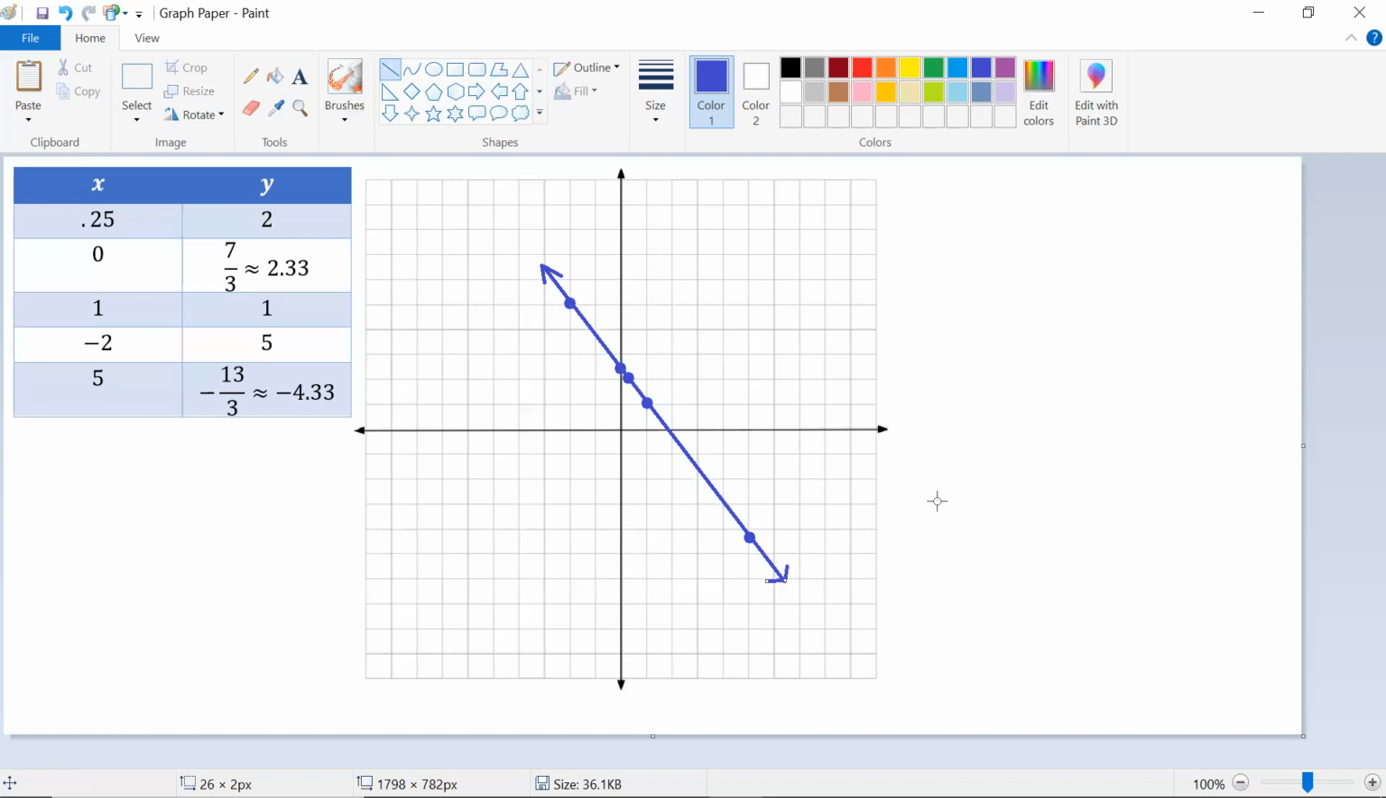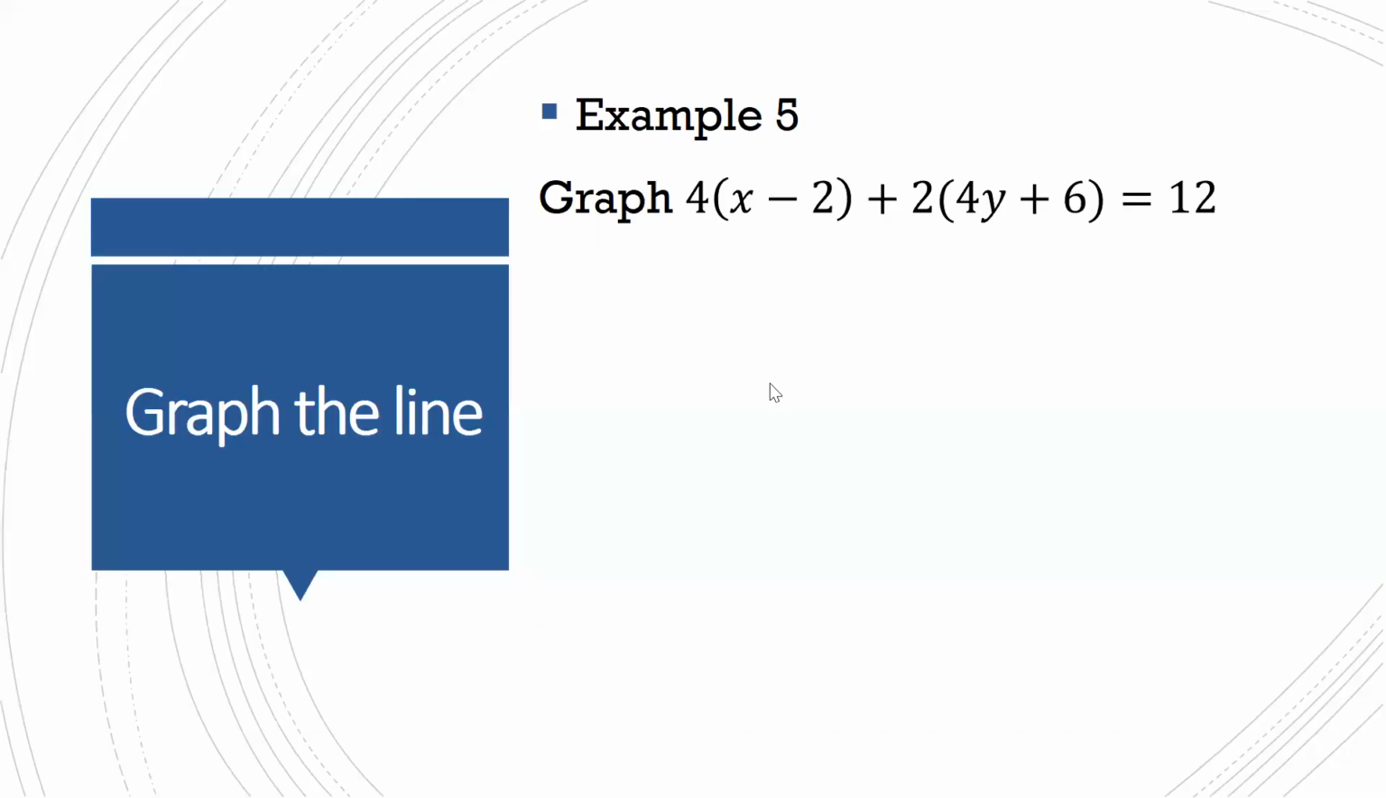So this example wasn't very much different than our last example, except that we had some more ugly decimal places that we were graphing. Sometimes we can avoid that. Sometimes it's harder to avoid. Let's do one more example.